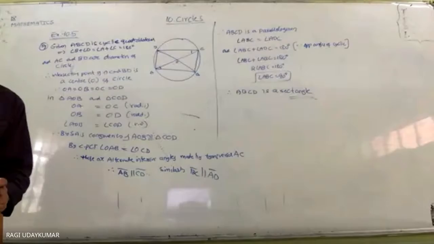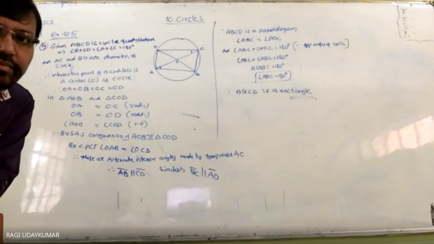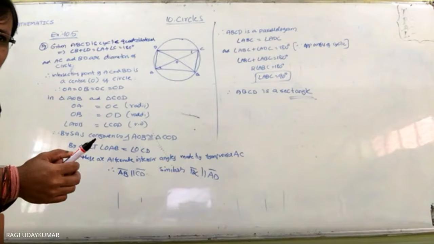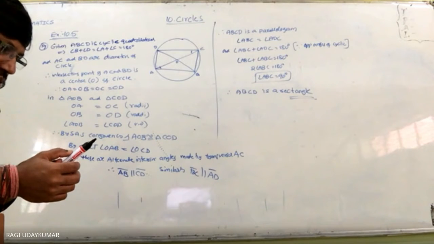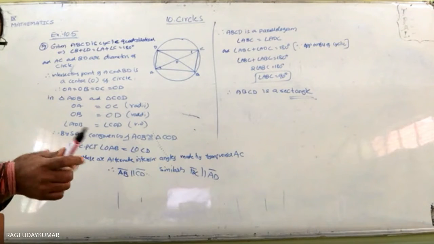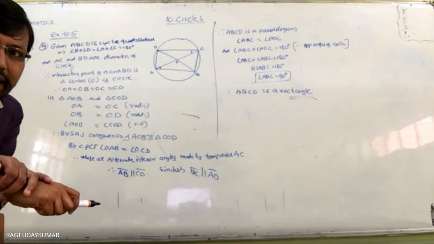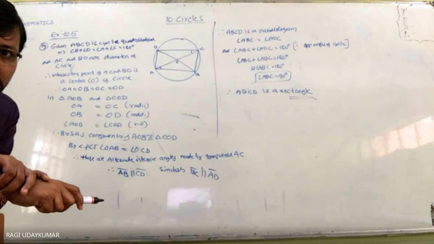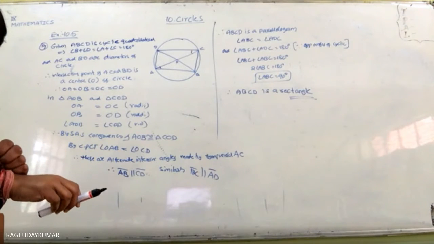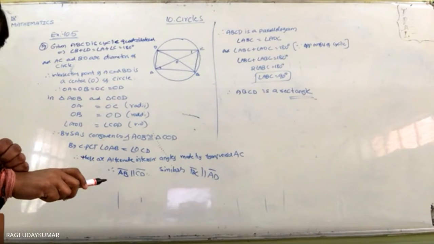समझ में आया? Any doubt here? Sir, yes, tell me. Sir, if we only prove that all angles are 90 degrees, then is it a rectangle? In a quadrilateral, if each angle is 90 degrees, you are saying. Yes, sir. Yes, you can say.